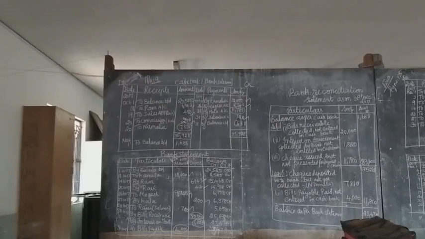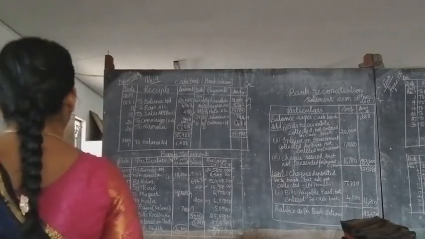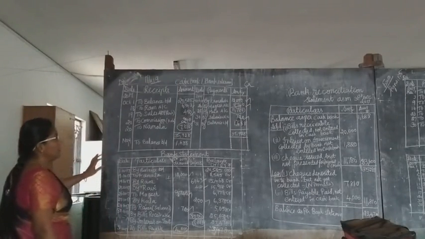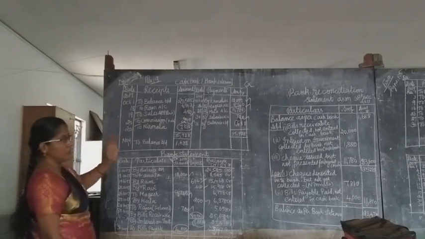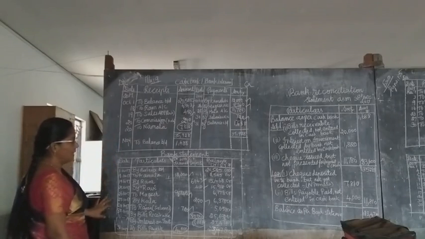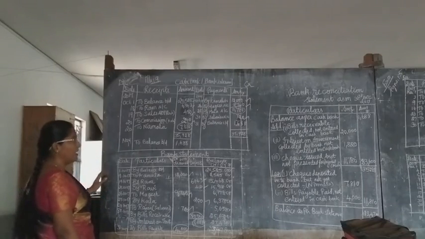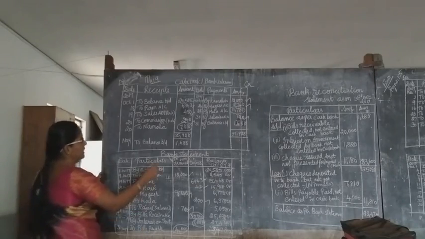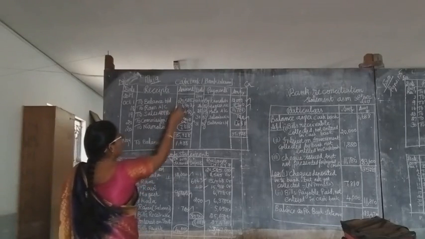And girls, now let us move on to illustration number 9, bank reconciliation statement. In that, this is a different model. They have given the cash book and also the bank statement. So how do we compare the bank statement with the cash book? Let us see.